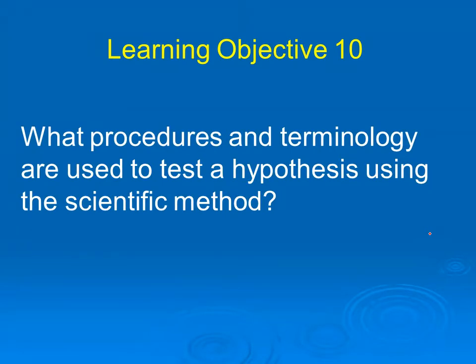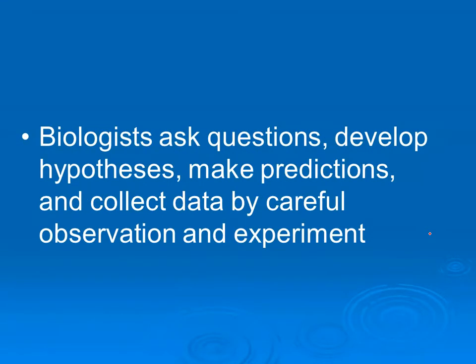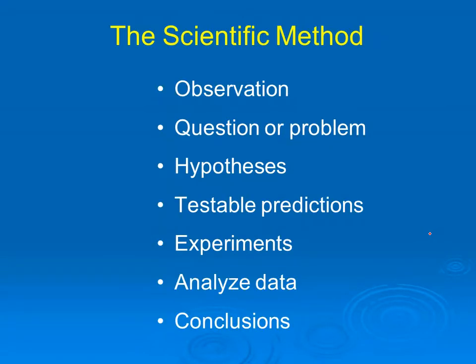Now, the last objective we're going to look at is objective number 10. I'm briefly going to go over this: what procedures and terminology are used to test a hypothesis using the scientific method. I wanted you to see what the scientific method looks like. Scientists, including biologists, ask questions. We try to develop hypotheses. Then we make predictions. And then we start to collect data by careful observation and experimentation. Many folks have seen this. These are the basic steps for the scientific method. Very quickly, we'll go over some of these.